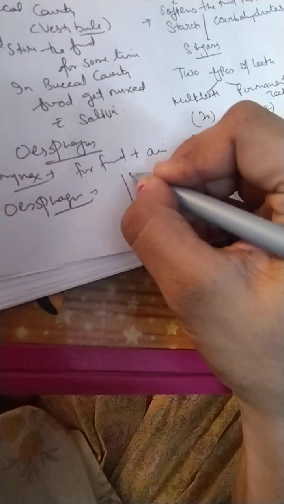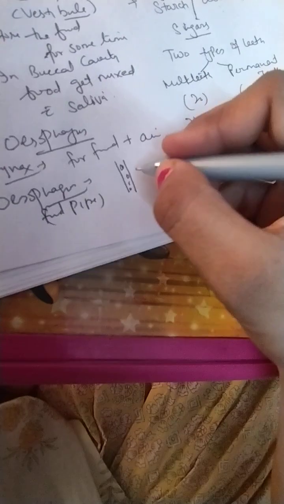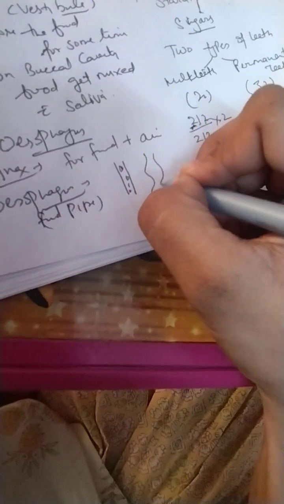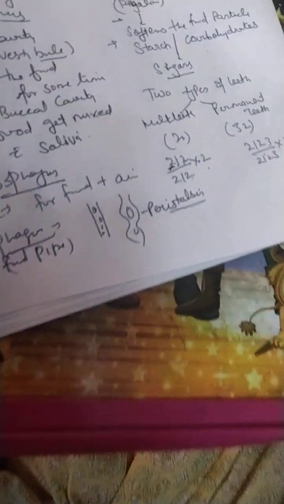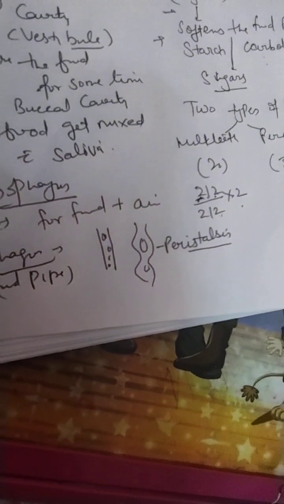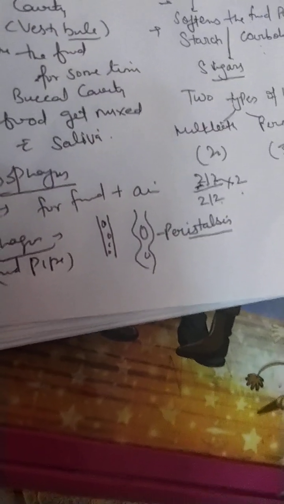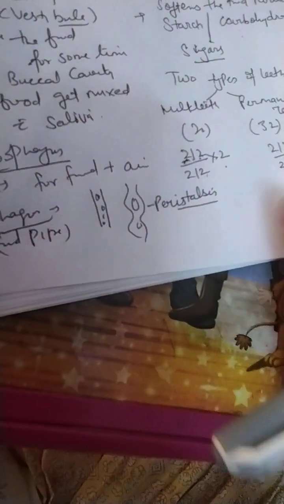Esophagus: when the food particle enters into the food pipe, because the second name of the esophagus is the food pipe, it shows a muscular movement. This is known as peristalsis, or the peristaltic movements, which helps to easily move the food down from the esophagus to the further parts of the alimentary canal.